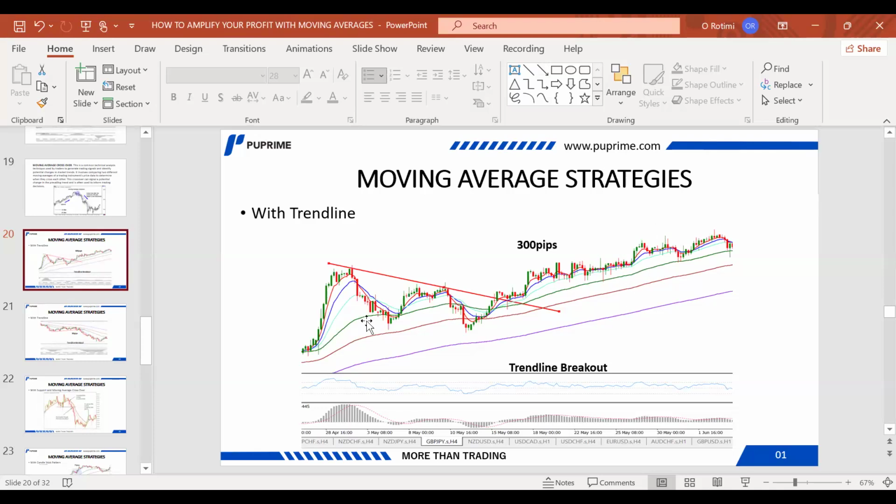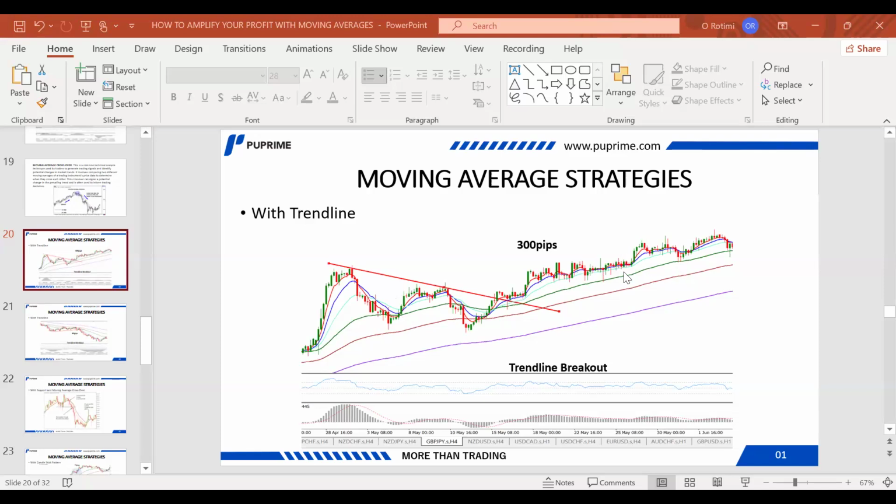All right, so the first strategy I'll show you is how to combine the moving average with your trend line. Combining the moving average with the trend line, that is the first strategy we're going to look at. You can combine the moving average with your trend line to trade efficiently. How do you do that? You can add multiple moving averages, a minimum of 2, and you wait for a moving average crossover.